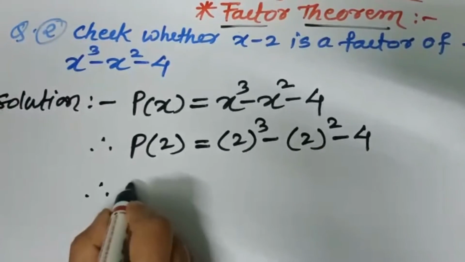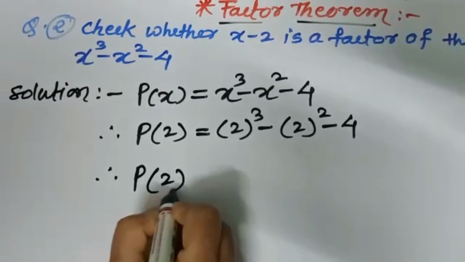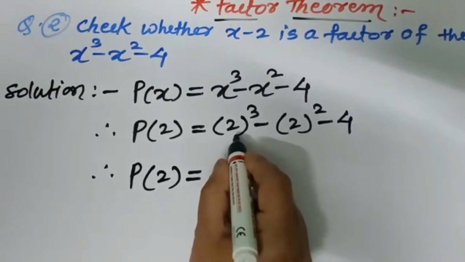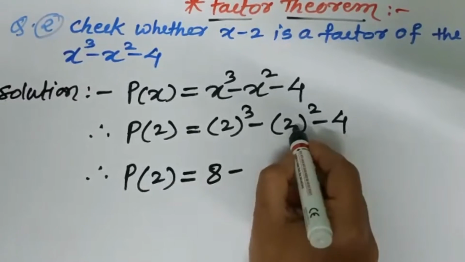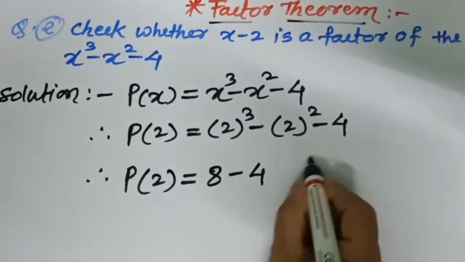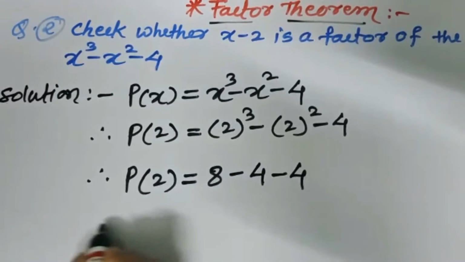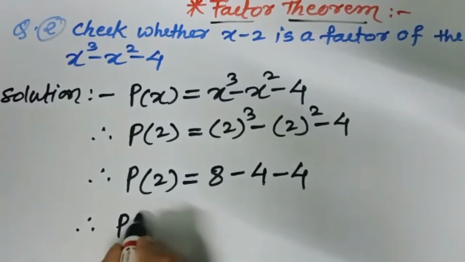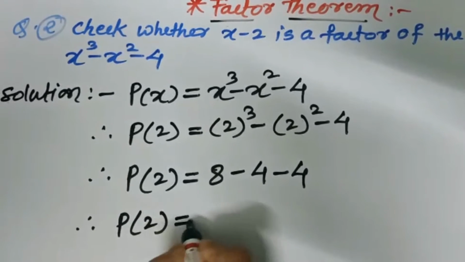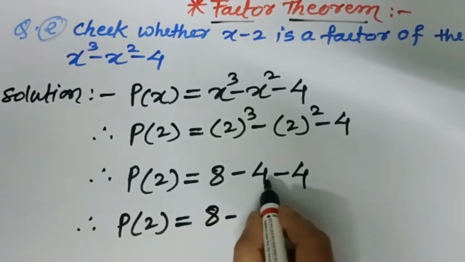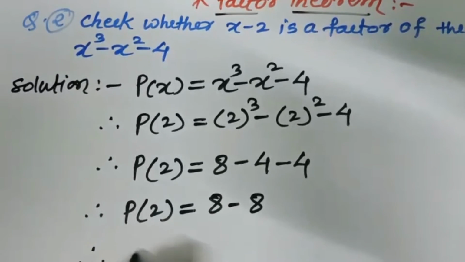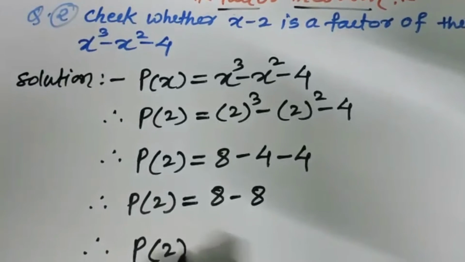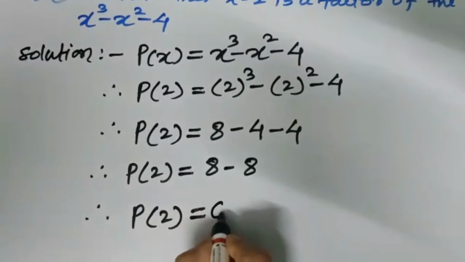Okay. Now write, therefore, p of 2, which means the polynomial in terms of 2. Here the cube of 2 is 2 to the 4, 4 to the 8, minus the square of 2, which is 4. Then further minus 4. Now write, therefore, p of 2 is equal to 8 minus 4 together minus 8.